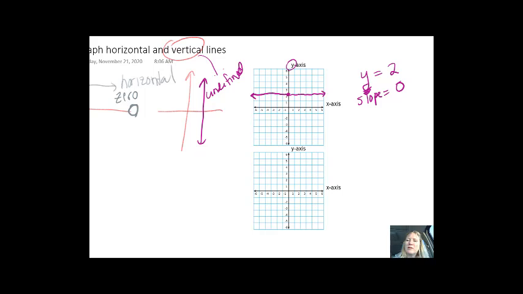Okay, so what if it was x equals 2? That means the x-intercept is 2, so I go to 2 on the x. That means all x's are 2's. Every x is 2. So that means I have a vertical line at 2. So this is a vertical line. Its slope is undefined because it's x equals 2.